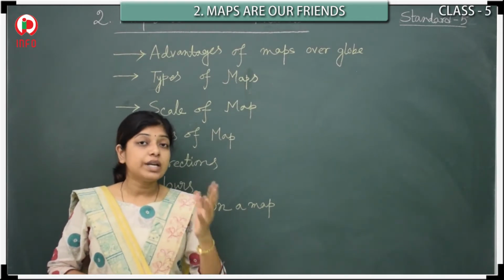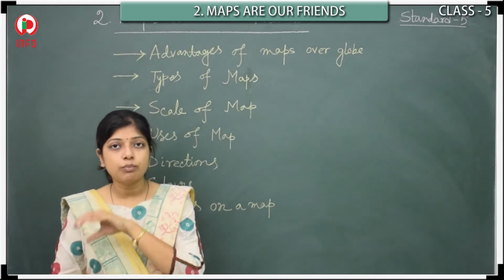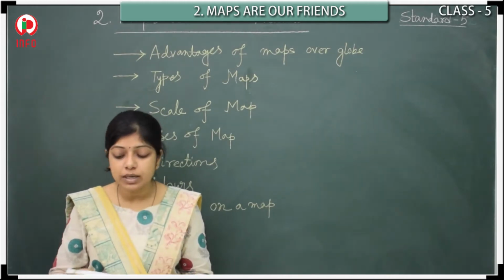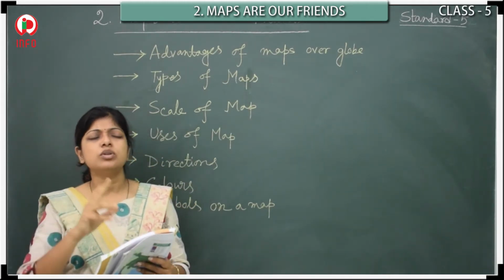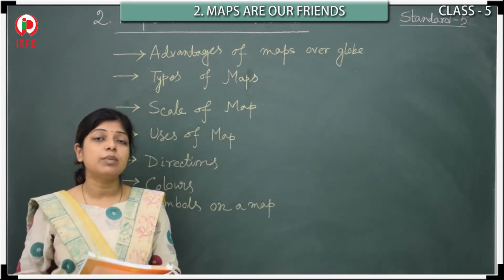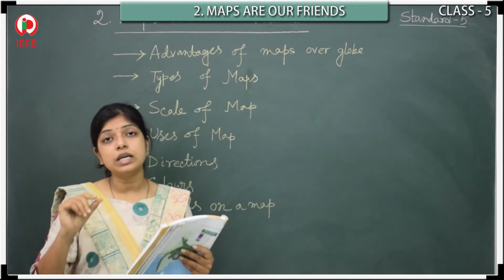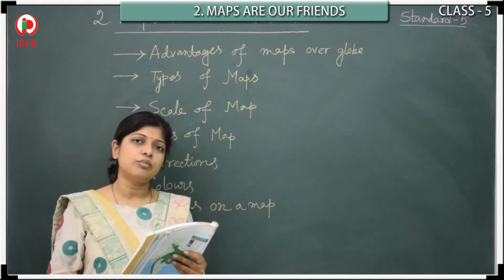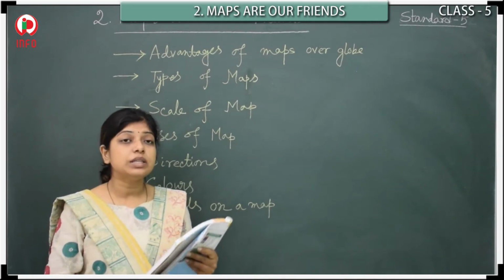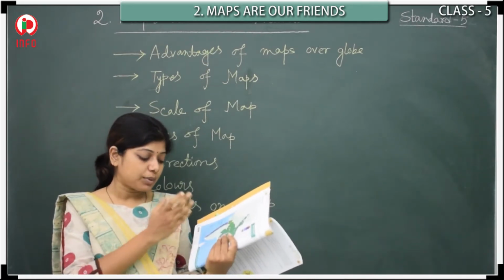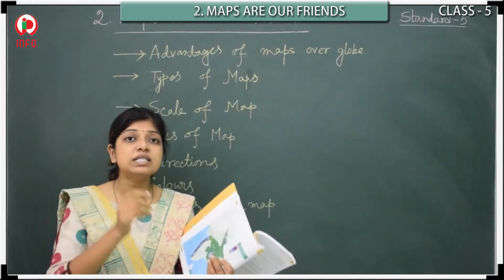So how did they put it here? How is it possible? Let me give one example. Suppose 1000 kilometers or 100 kilometers are there. That they have represented here with 1 centimeter.